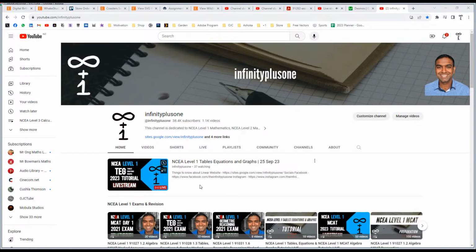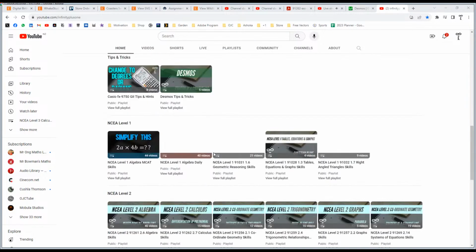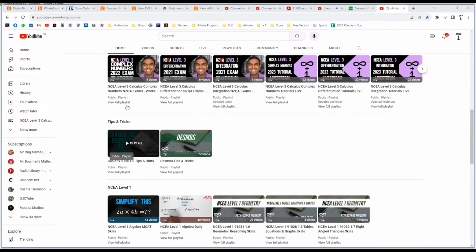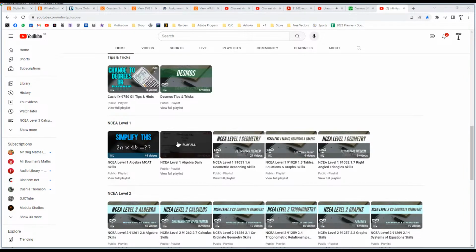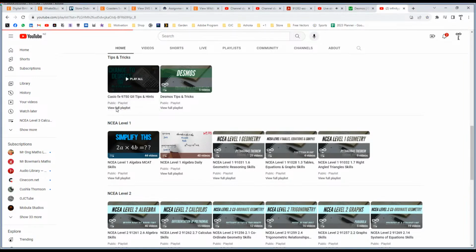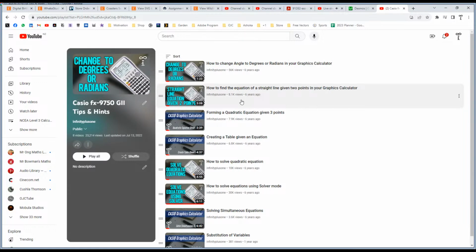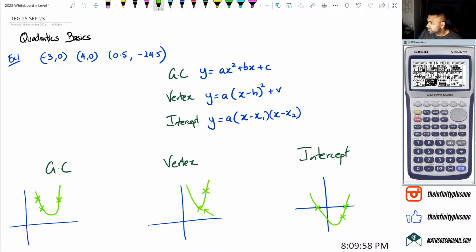Right, there we go. So if you want to find the graphics calculator playlist, it's on my home page, and if you go down to tips and tricks, there's a graphics calculator playlist. If you go into the full playlist, you can get an equation of a straight line from 2 points, and then there is forming a quadratic equation given 3 points. This is probably the video that you want to watch and be comfortable with when it comes to using the graphics calculator.